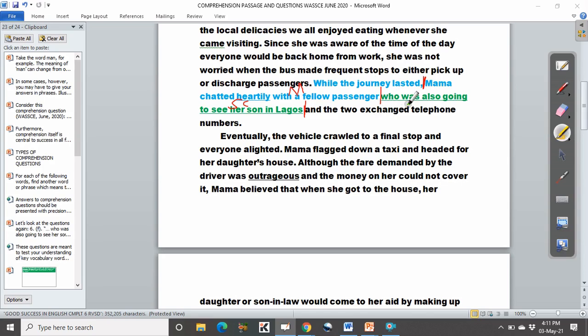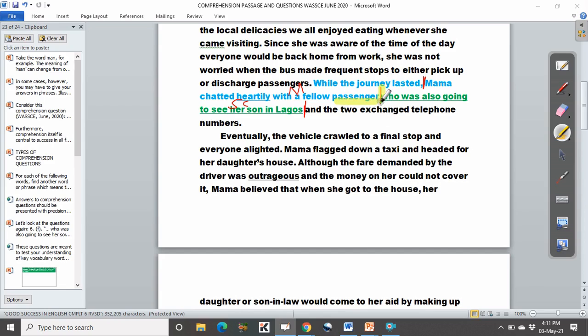Now, the expression "who was also going to see her son in Lagos" is the one taken. The question is based on this. This particular expression shares a common border with the rest of the sentence, and the word that it shares a common border directly with is "passenger".